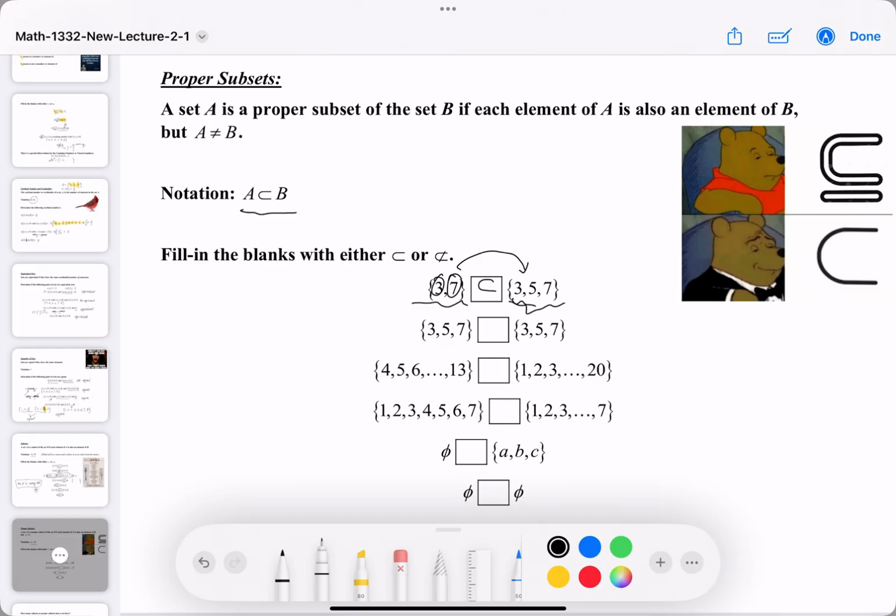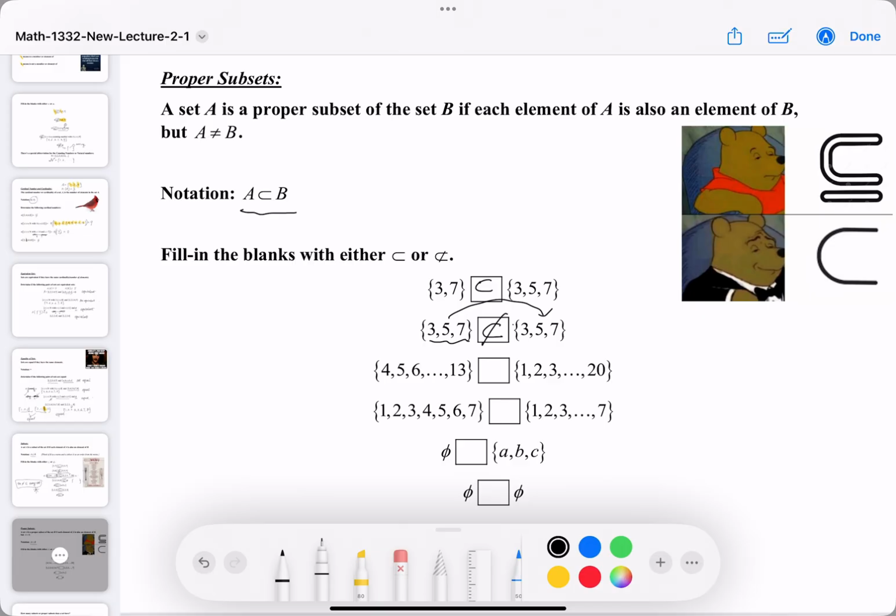All right, how about the second one? 3, 5, 7. So 3, 5, 7, all of them are inside of the right-hand side set. But A and B cannot be equal. So the first set is not a proper subset of the second set. They cannot be equal.